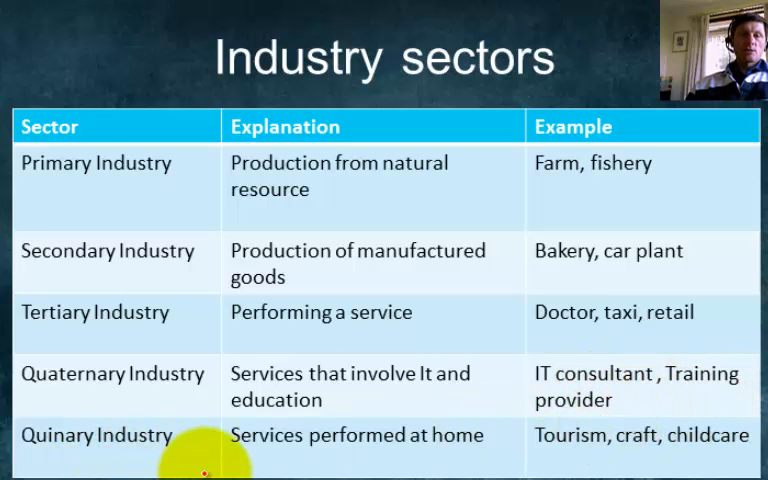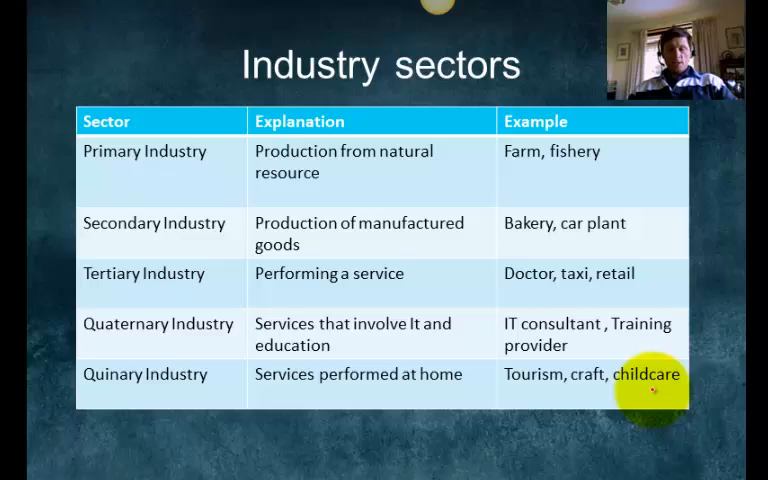The quinary industry, they're the services performed at home. So we're talking about tourism, bed and breakfast type place, craft industries, childcare. There's just some examples there.